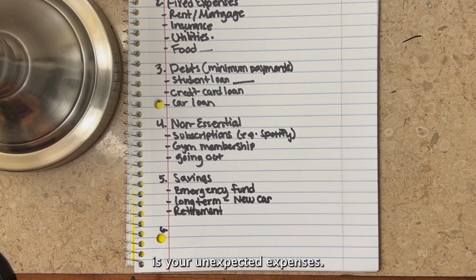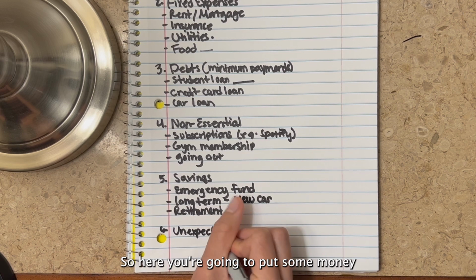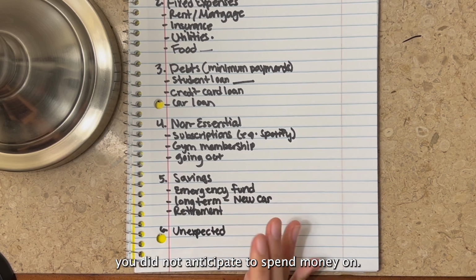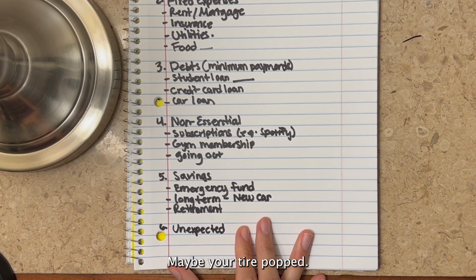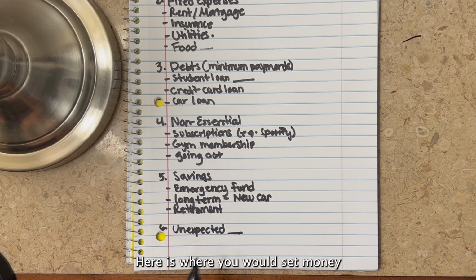The last category is your unexpected expenses. So here you're gonna put some money aside for things you did not anticipate to spend money on. Maybe your tire popped. Maybe your bills ended up being more expensive than you thought. Here is where you would set money aside for any unexpected purchases.